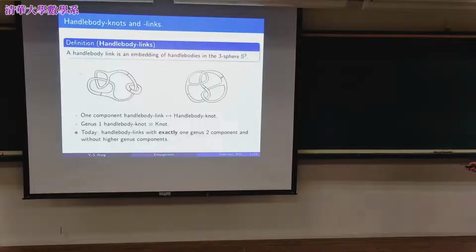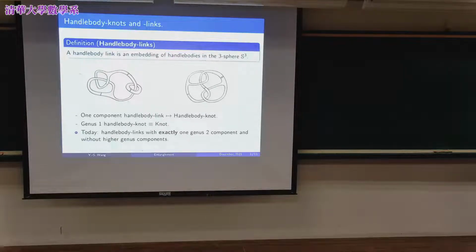Right. The reason that we don't want to consider components of higher genus, they are interesting also, but we don't want to make it too complicated. So for now, we just consider handle-body links with exactly 1 genus 2 component. And this is an example. And this is also an example. It has another component, but it's genus 1, so it's okay. All right, so that's the main object.